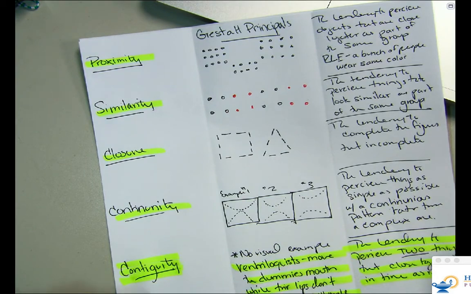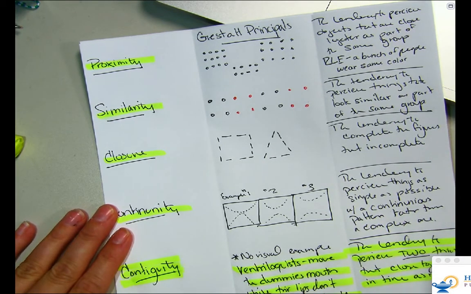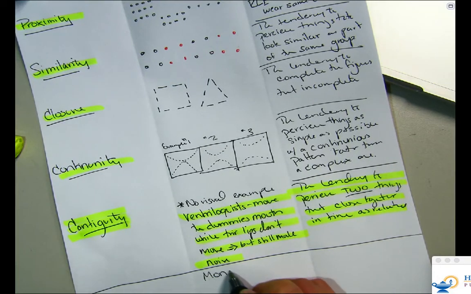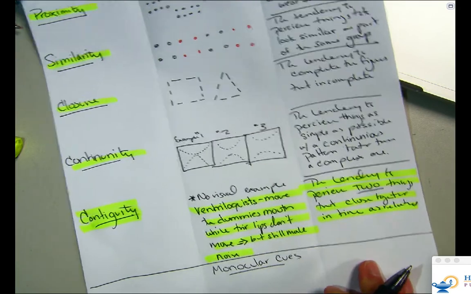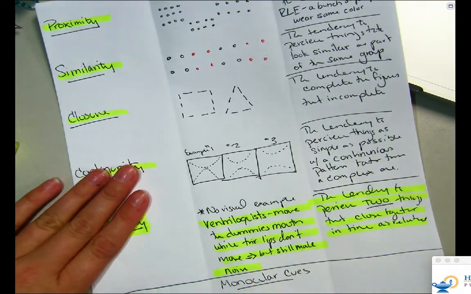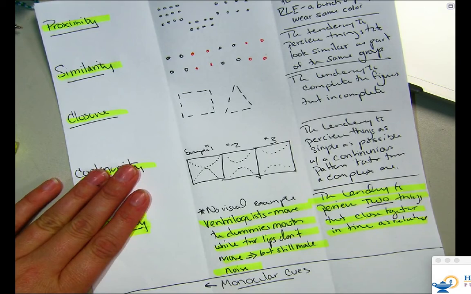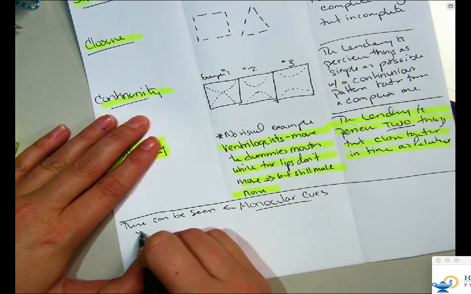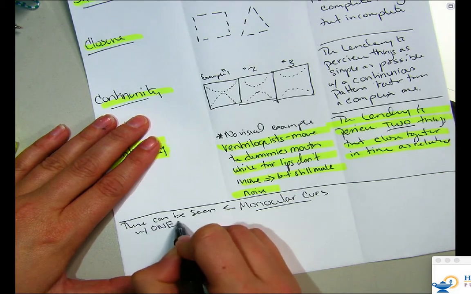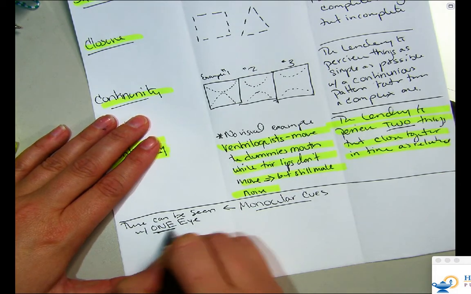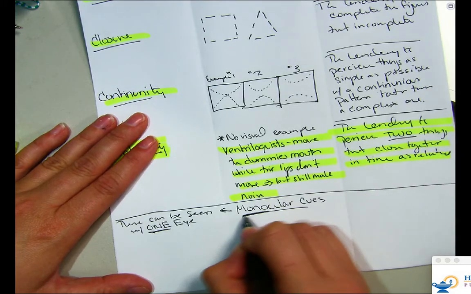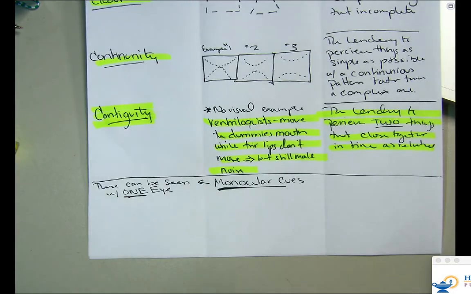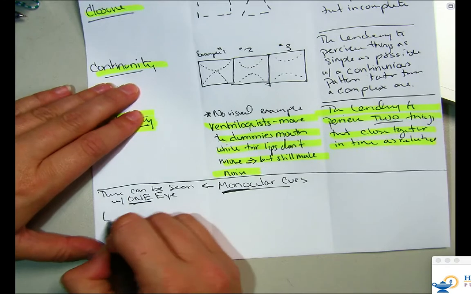There you go. All right, so monocular cues. Here we go. Monocular cues. Okay, so these can be seen with one eye. With one eye. Monocular. Mono means one. So one eye. So the first one is linear perspective.